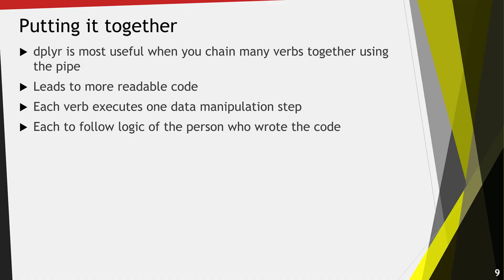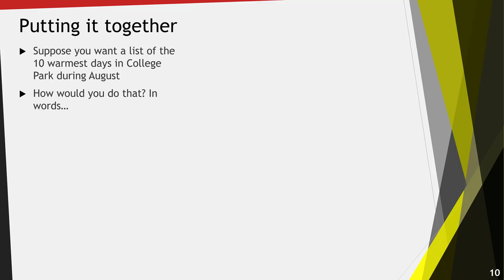Each of these verbs that we've seen so far performs small operations on the data. It may not be immediately clear how they're very useful. The real power of dplyr is that you can chain all of these operations together using the pipe. Again, this leads to more readable code. Each verb is going to execute one data manipulation step, getting you from your starting data to your ending data. And it makes it very easy for anyone who's reading your code to follow the logic of the person who wrote the code. And I think this becomes obvious by way of example.